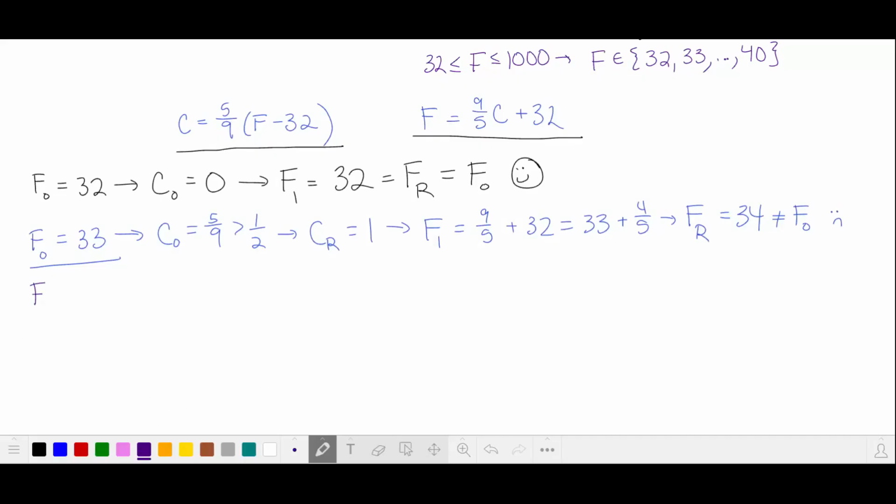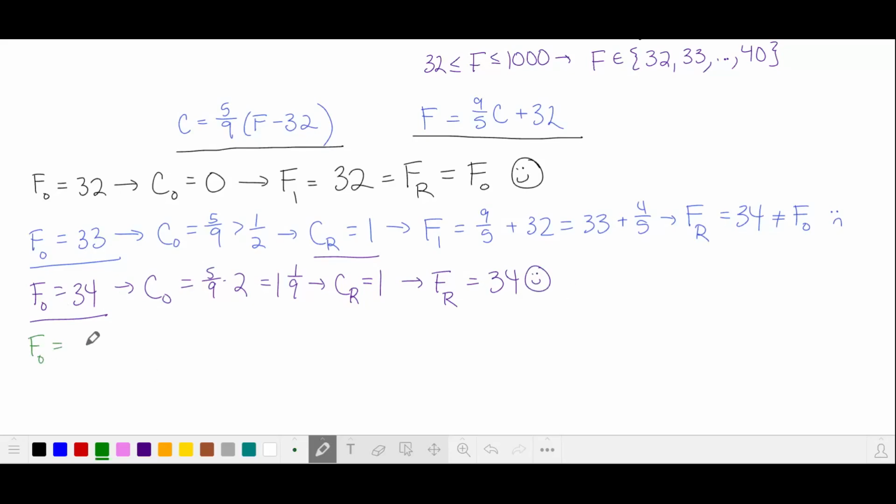We'll go on to an original temperature of 34 degrees. Converting to Celsius, this is 1 1/9. The fractional part here is less than a half, so we're going to round down to 1 degree. This is the same as what we had before, so we can go ahead and skip to the rounded part of our Fahrenheit temperature, which was 34 degrees, and that matches the temperature we started with, so we have another success.